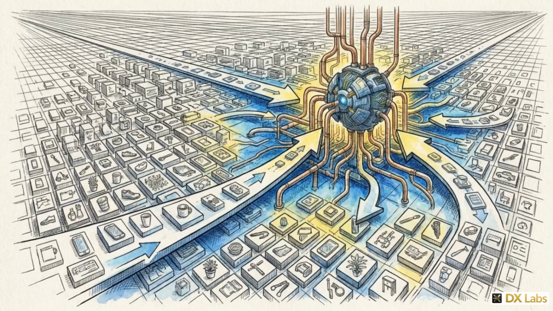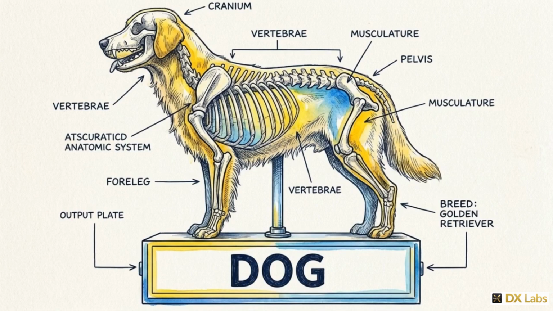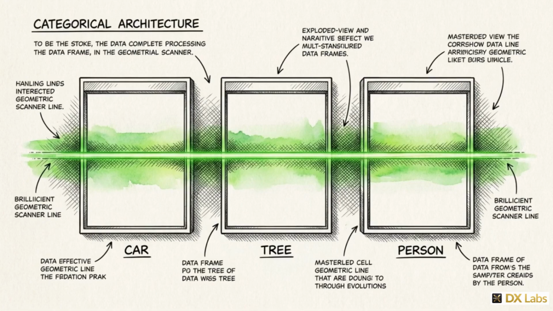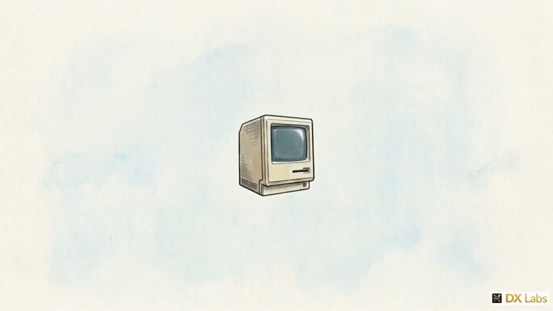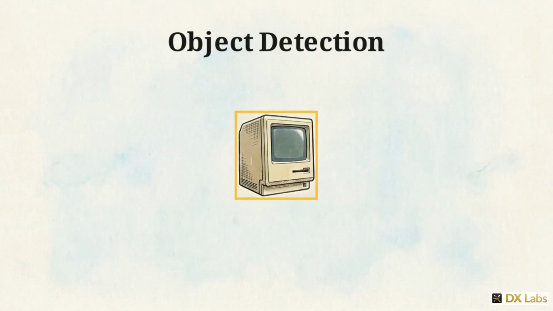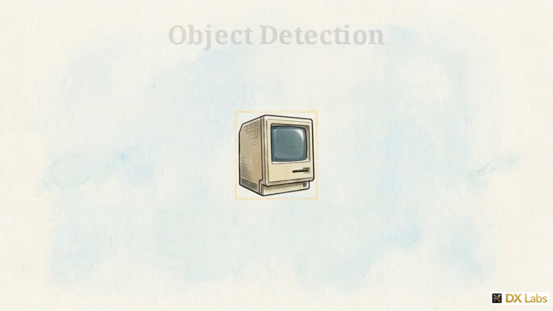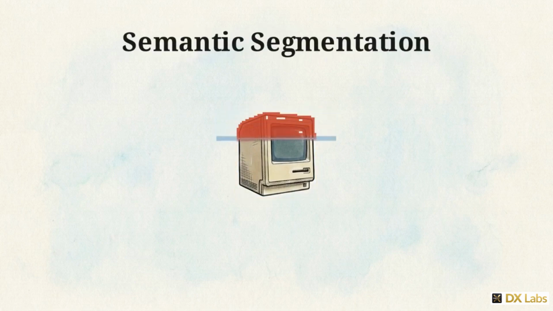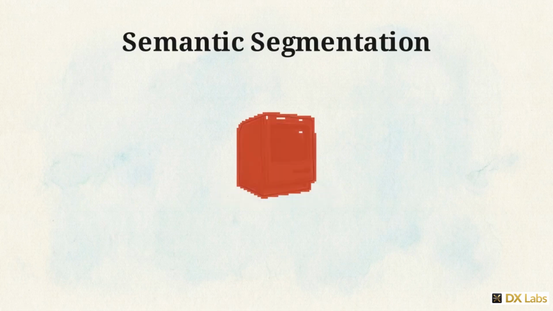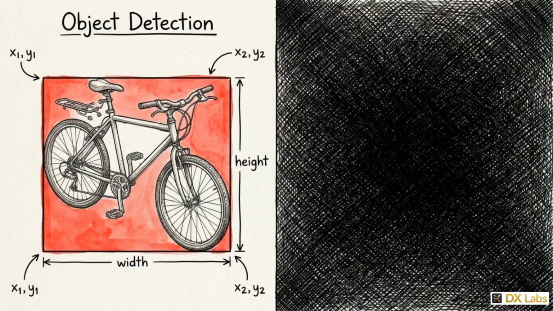To do this, they are trained on massive data sets of images, so they can learn to recognize visual patterns. This analysis happens at different levels of depth, beginning with image classification. The model looks at an unlabeled image and predicts a single label for the entire picture, essentially answering, what is the main subject? Moving deeper is object detection, where the system draws a rectangular bounding box around an individual item, like a monitor. The most detailed level is semantic segmentation, which identifies the exact physical pixels belonging to that irregular object.